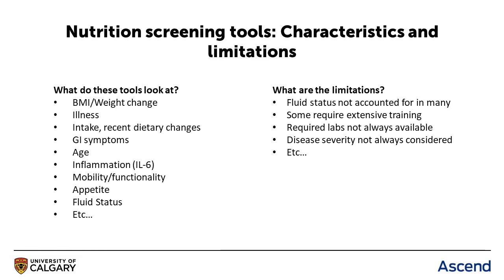Some require more extensive training. Sometimes the required labs, like interleukin-6, aren't part of a standard GI panel, so we don't have that information readily available. And then disease severity is not always considered, which is a really important one in cirrhosis, because patients with liver disease are along some spectrum at different points in time, and so they're very dynamic. You can see them in one clinic and they're totally decompensated, and then they stop drinking, they're on diuretics, and they're actually recompensated by the next time you see them in clinic. So it's important to constantly be reassessing and reevaluating these nutrition screens.